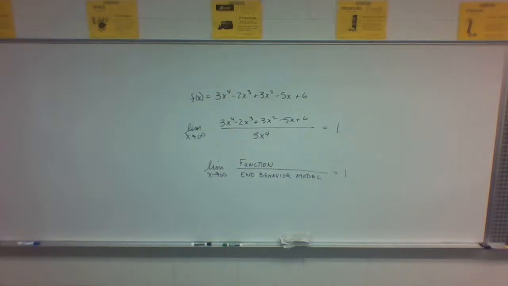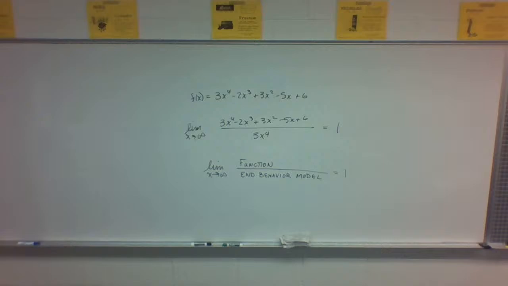So if you turn the page, you get a definition, and it says just what I just said. The function g is a right end behavior model for f if and only if you put f over g and take the limit at infinity, you get 1. Or limit at negative infinity, you get 1. Okay? So you made the correct choice if you do that limit. So let's look at example 7.